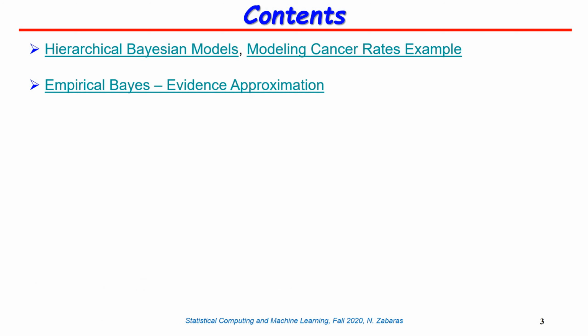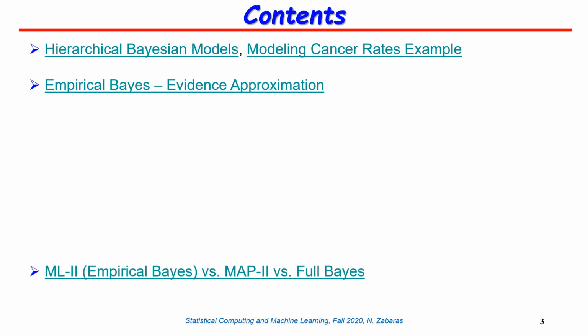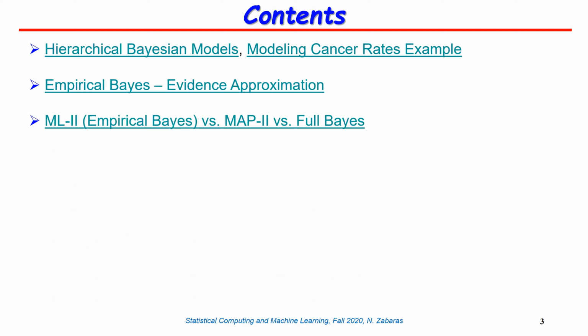And we will introduce what is called the evidence approximation or empirical Bayes. This will be a method that is relevant to an efficient implementation of hierarchical Bayesian models. And then at the end of the first example, I'm going to give you a review of all the possibilities you have when it comes to hierarchical Bayesian modeling, starting with maximum likelihood estimation and MAP estimation all the way to doing full Bayes. And then we will see where in between this evidence approximation fits in.